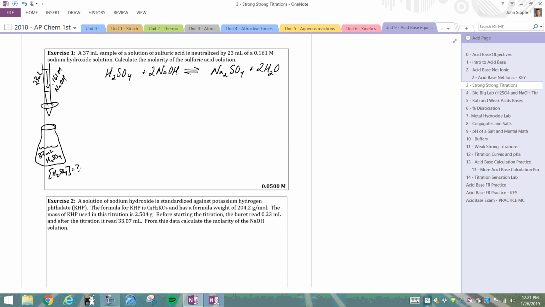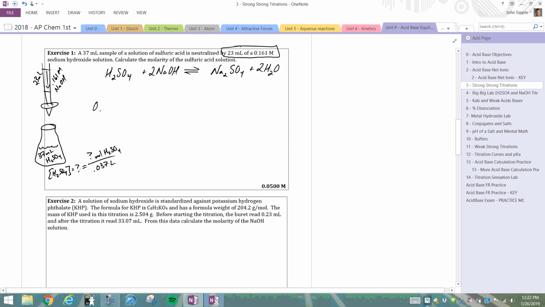So we have to start our calculations with what we know everything about, because we want to get into moles. We need to know the moles of base we added, because then that will tell us how many moles of acid are in there, and that's what we need to know. We know the volume of acid: our original sample was 0.037 liters, but what we need to find is the moles of H2SO4 in that solution. So we're just going to use some stoichiometry.